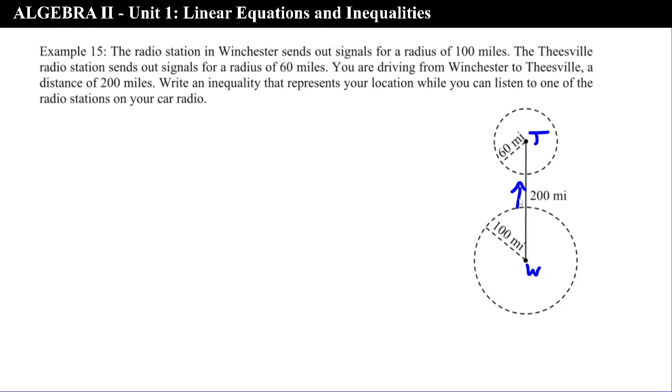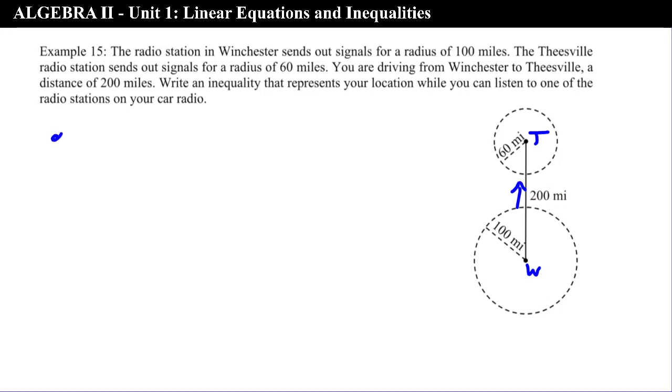So what we want to do is write an inequality that represents our location while we can listen to one of the two radio stations on our car radio. Since the signal only goes out 100 miles from Winchester, we're going to hit a point where we lose the signal, and we have dead air until we get close enough to Thiesville to where we're within 60 miles and picking up the signal from Thiesville, and we're able to listen to the radio again. Okay, so we want to represent, using a compound inequality, the times in that 200-mile trip that we can listen to the radio.